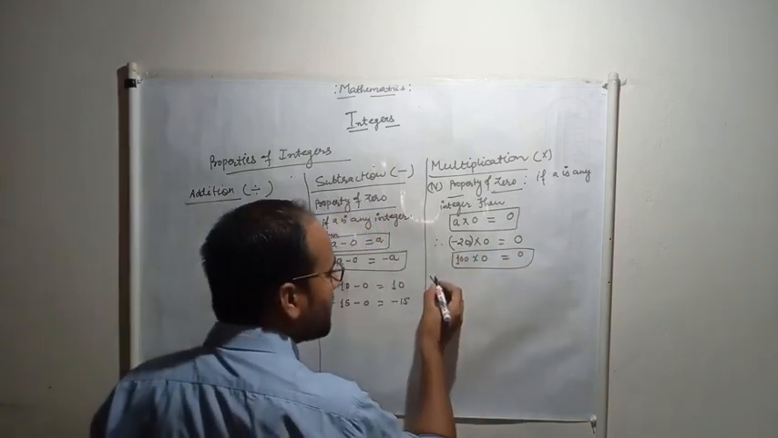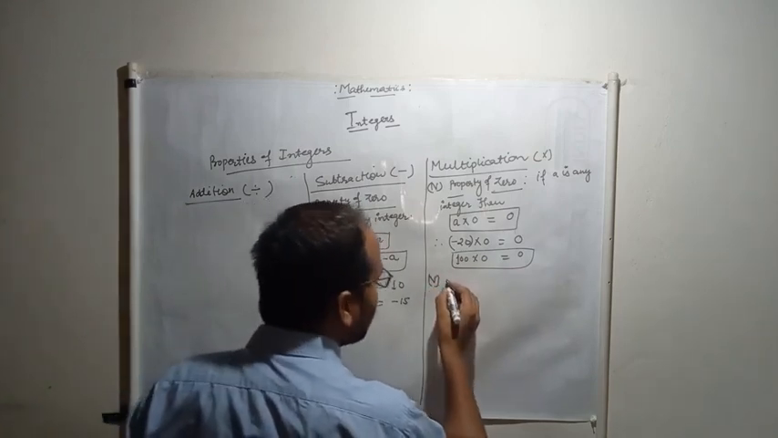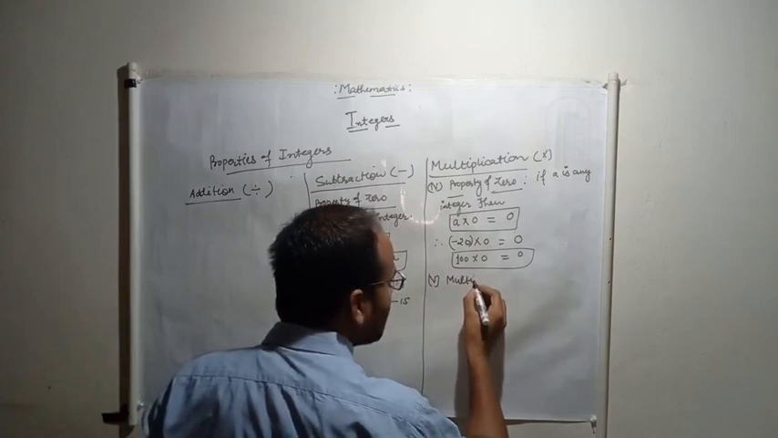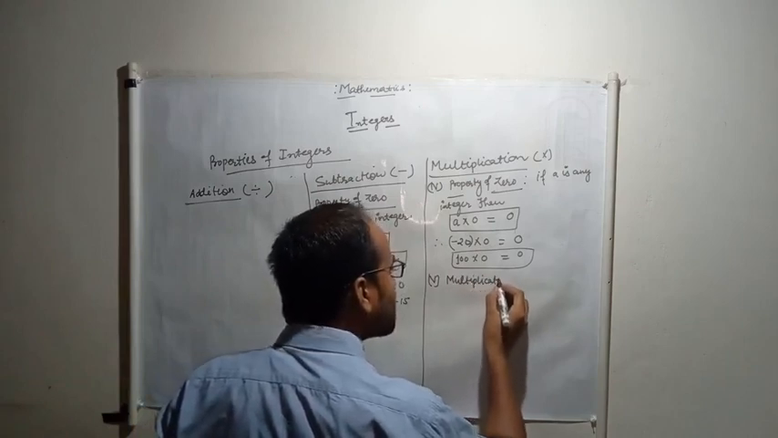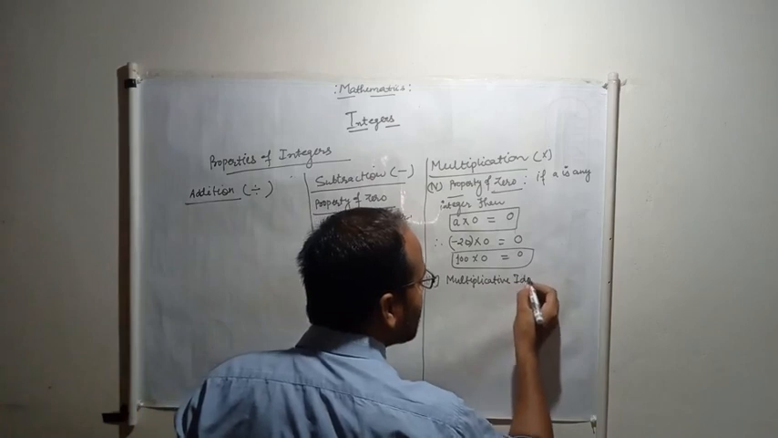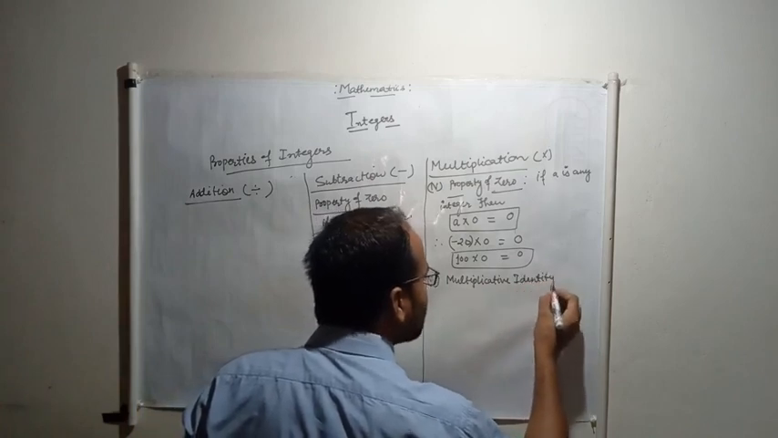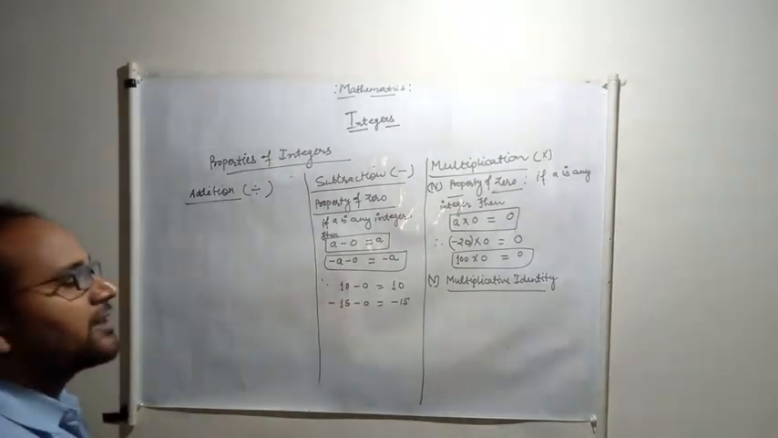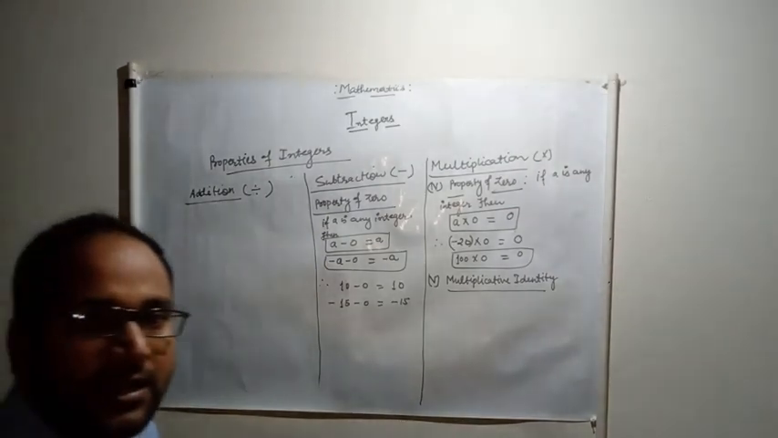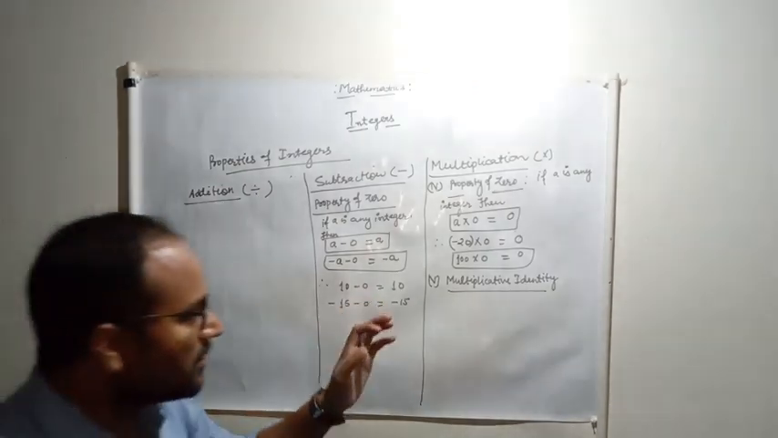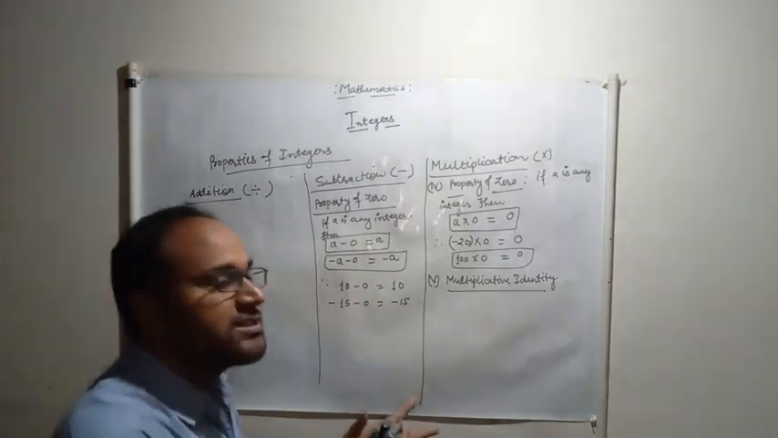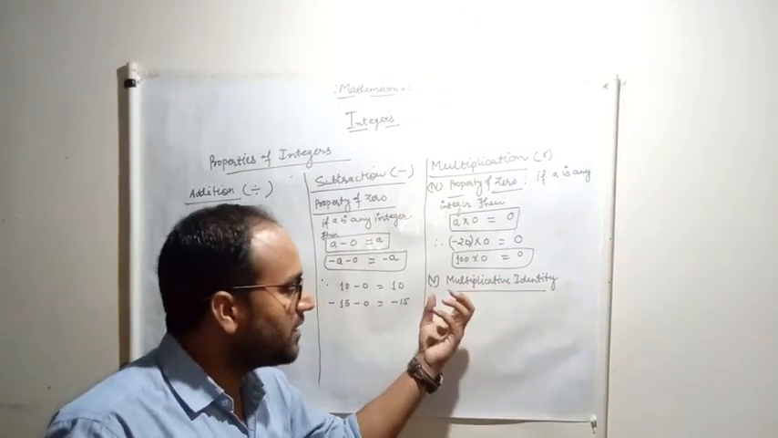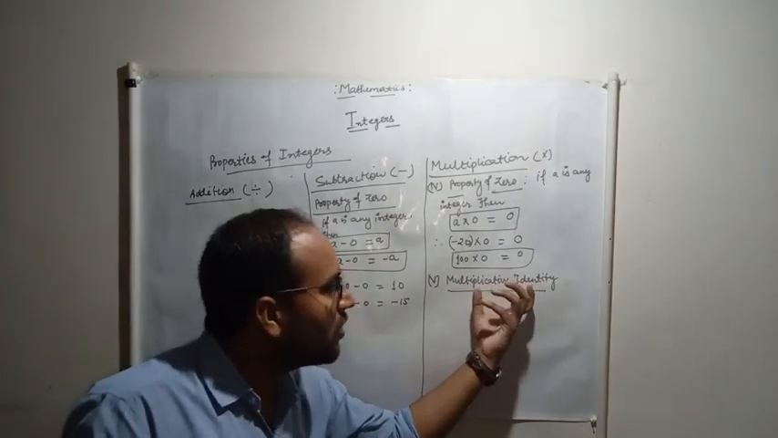The next property is the multiplicative identity. It is also very easy, students. Multiplicative identity: if you multiply any integer by 1, the integer does not change. That number is known as the identity.